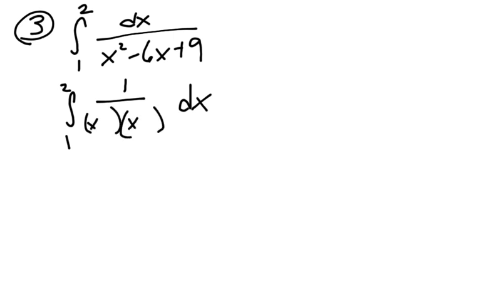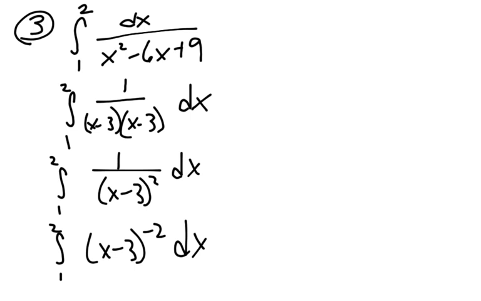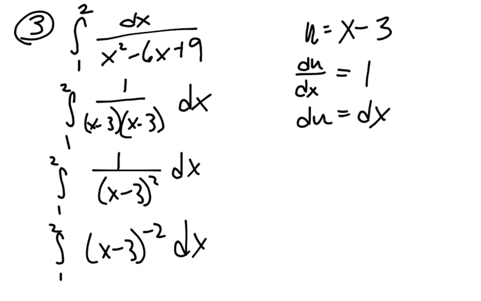x minus 3, which means the same thing as 1 over x minus 3 squared dx. Now, that could also be written as x minus 3 to the negative 2 dx. And now it's probably a lot easier to identify that the u for this particular problem is x minus 3. The derivative of u with respect to x is 1. Multiply by dx on both sides, du equals dx.